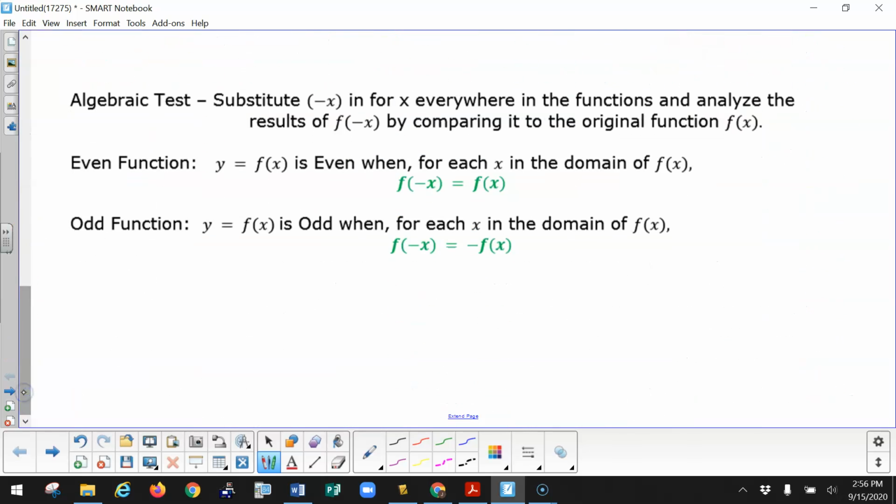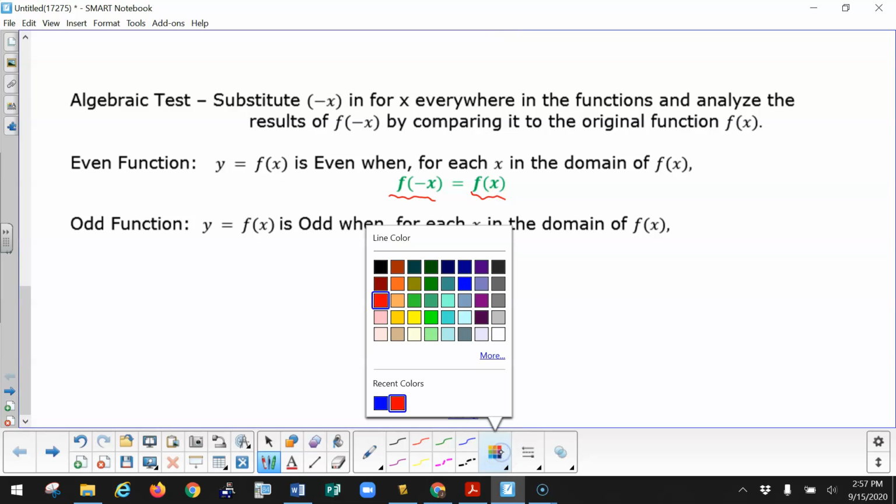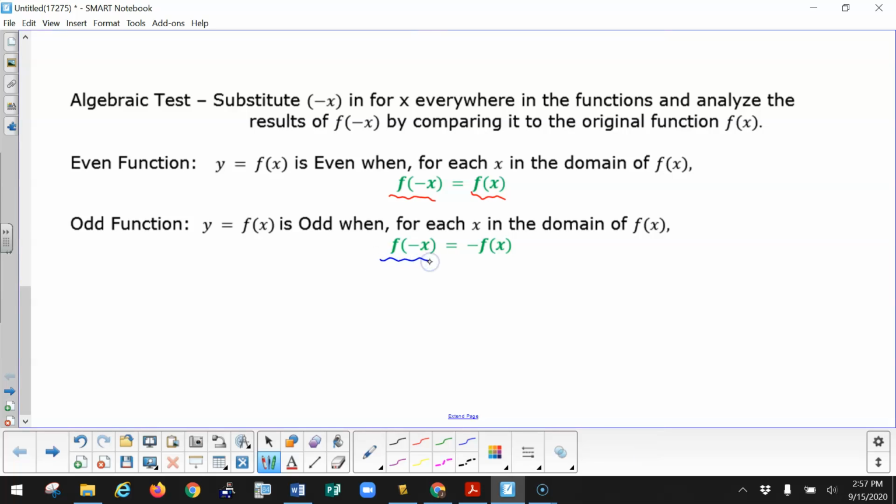Algebraically, you have this algebraic test for symmetry. What you're going to do is substitute -x for all your x's and then simplify the function. If you get the exact same result, then it's going to be an even function. So if the function you get as a result is exactly the same as the original function, then you're going to have an even function. And if it's the exact opposite, it's odd. So that's what this notation means. Plugging in -x results in the exact same function as the original, or plugging in -x results in the opposite of the original. So that's what that notation means.